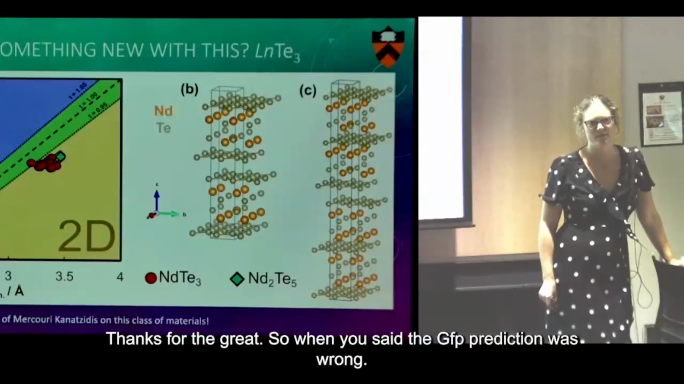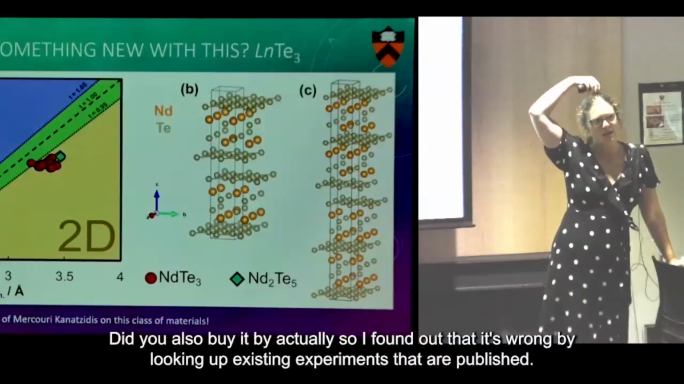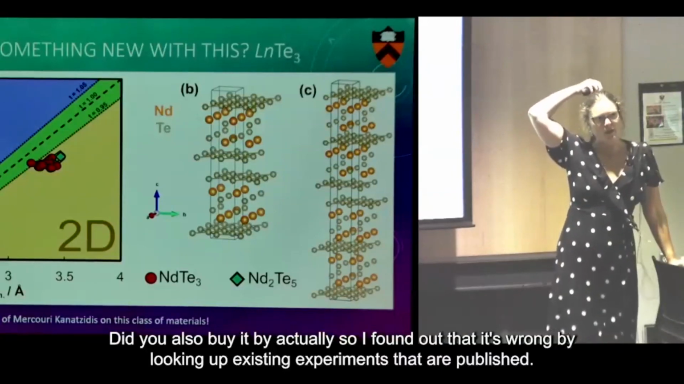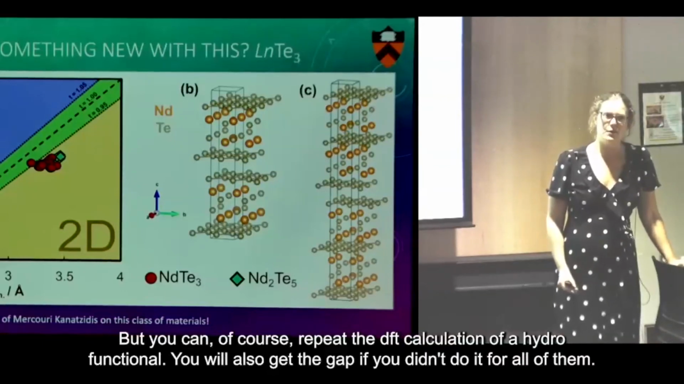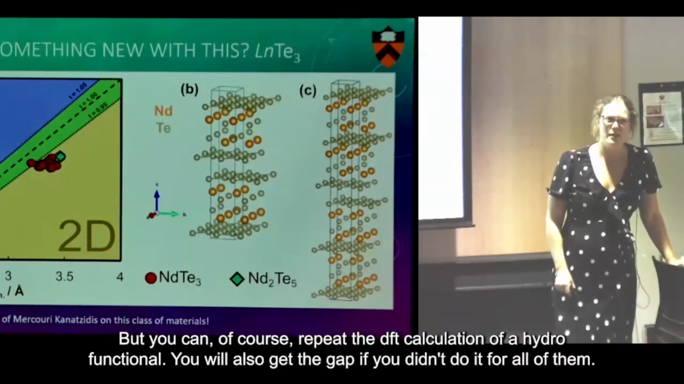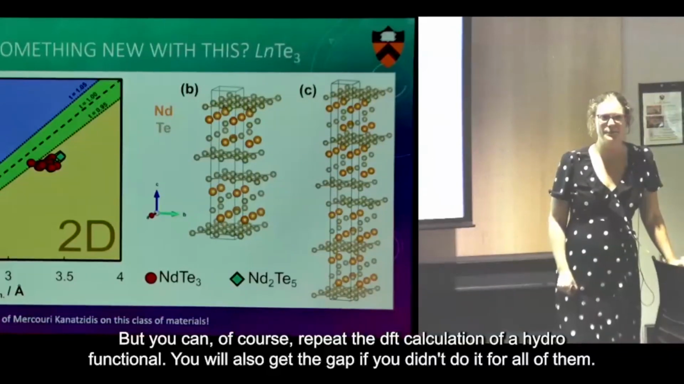Thanks for the great talk. When you said the DFT prediction was wrong, did you falsify it by actually doing an experiment, or is there a better numerical scheme out there? I found out that it's wrong by looking up existing published experiments. I see. But you can, of course, repeat the DFT calculation with a hybrid functional, and you will also get a gap. We didn't do it for all of them, but I think we did meta-GGA for one or two, and we found a gap in this situation. Okay, thank you.